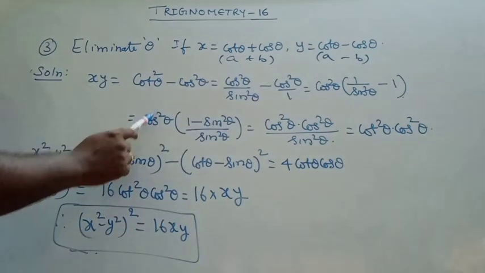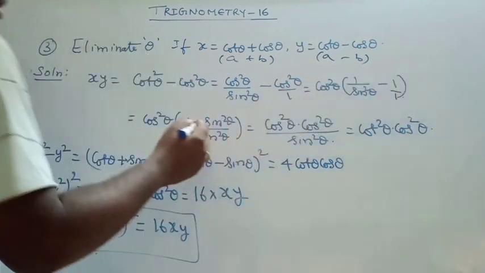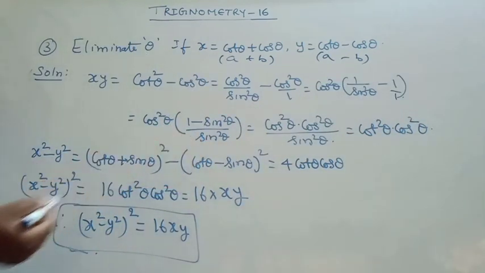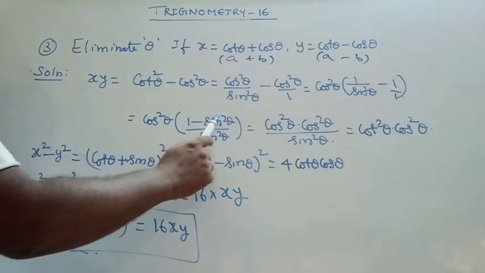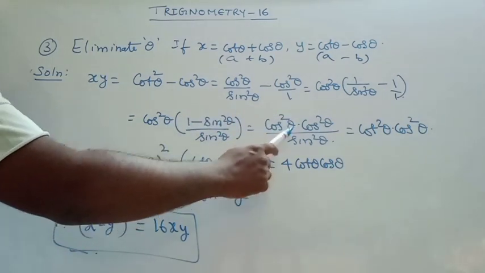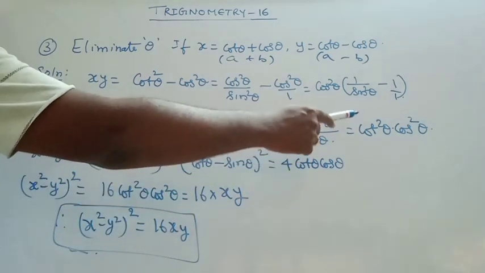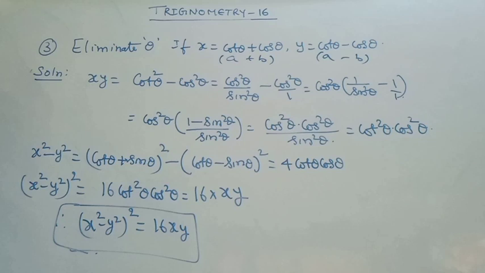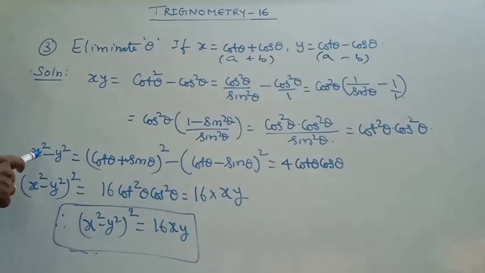Now this is cos square theta, and you take the LCM here, 1 minus sin square theta by sin square theta. Now this becomes cos square theta into 1 minus sin square theta is cos square theta by sin square theta. Cos square theta by sin square theta becomes cot square theta, into cos square theta. Okay, fine.